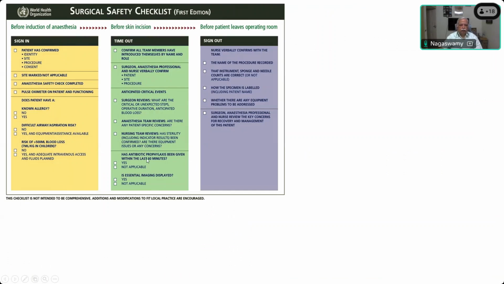Has antibiotic prophylaxis been given, yes or no? Is essential imaging displayed, yes or no? Whether a new CT scan or MRI scan has been displayed. So that is before the skin incision.